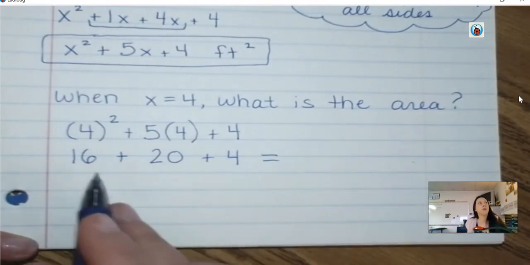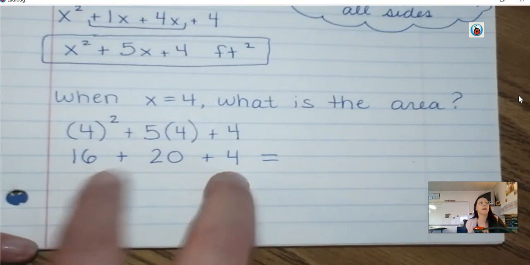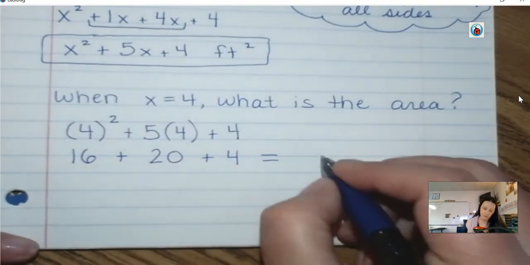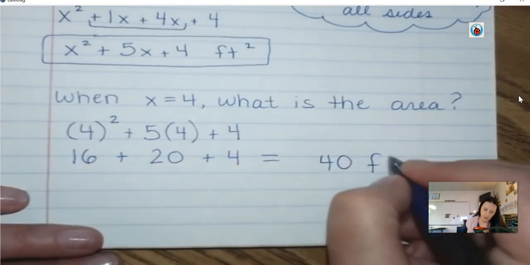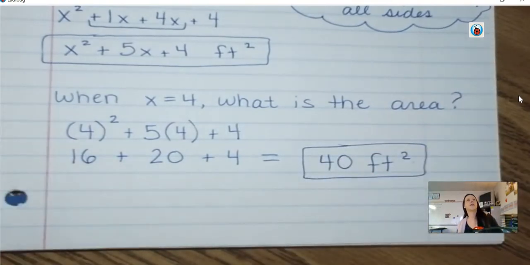Addition is commutative, so I can add in any order. So I'm going to do 16 plus 4 first, because that's 20. 20 plus another 20 is 40 square feet. The area of the garden is 40 square feet.